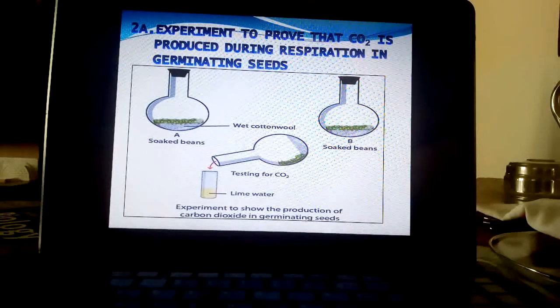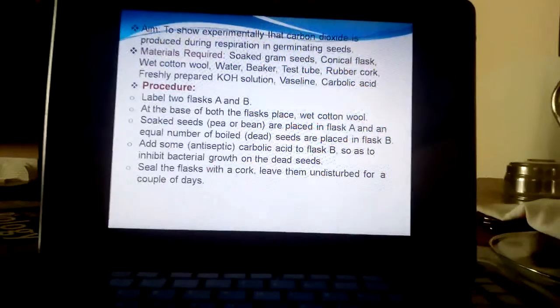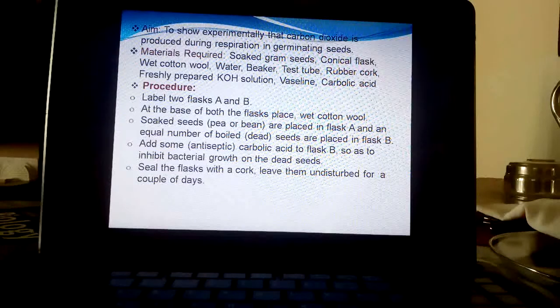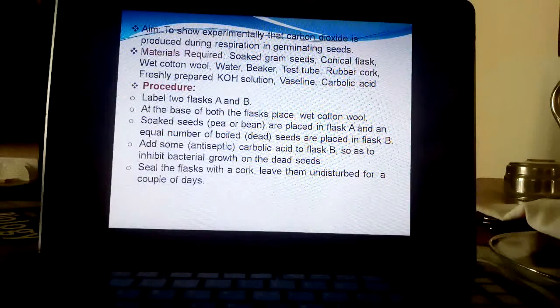Experiment to prove that carbon dioxide is produced during respiration in germinating seeds. This experiment we are learning in two ways, children; an alternate method also we are learning. So here we are taking one flask. Study the diagram. After studying the diagram, we move to the experiment. The aim of the experiment is to show experimentally that carbon dioxide is produced during respiration in germinating seeds.